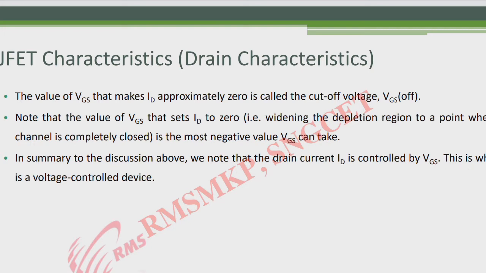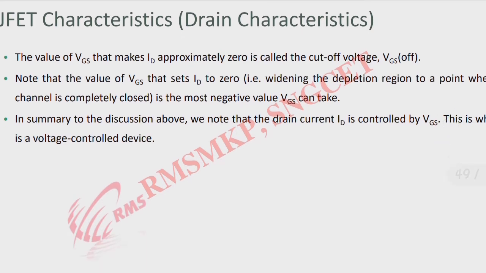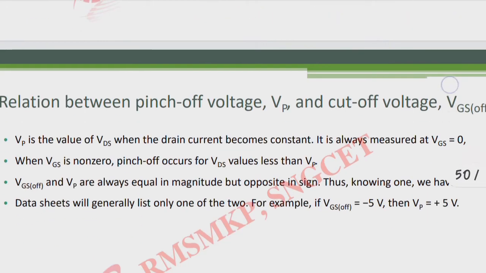The value of VGS that makes ID approximately 0 is called the cutoff voltage, VGS(off). Note that the value of VGS that sets ID to 0, that is, widening the depletion region to a point where the channel is completely closed, is the most negative value VGS can take. In summary, drain current ID is controlled by VGS. This is why JFET is a voltage controlled device.